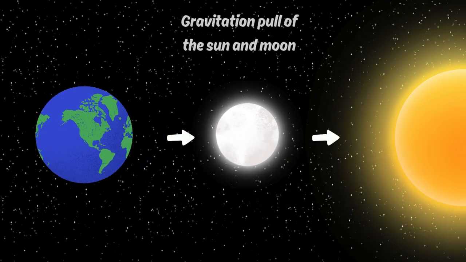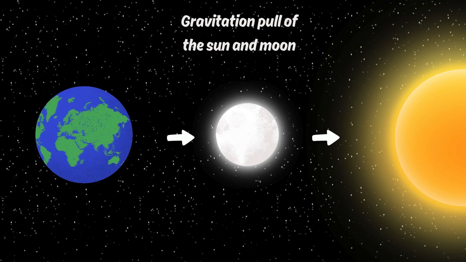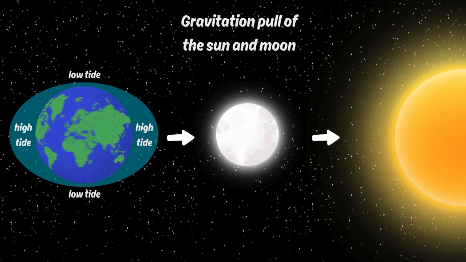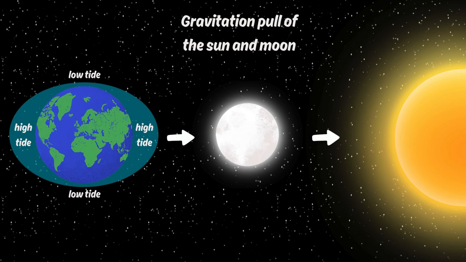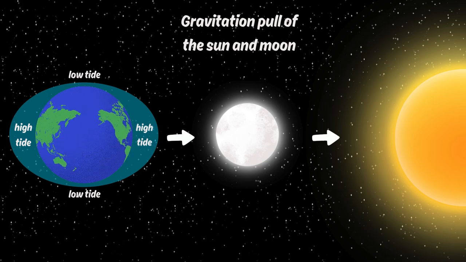The primary force behind the tides is the gravitational pull of the moon. Even though the moon is much smaller than the Earth, its proximity means its gravitational influence is significant. The side of the Earth that is closest to the moon experiences a stronger gravitational pull, causing the water to bulge outwards, creating what we call high tide.